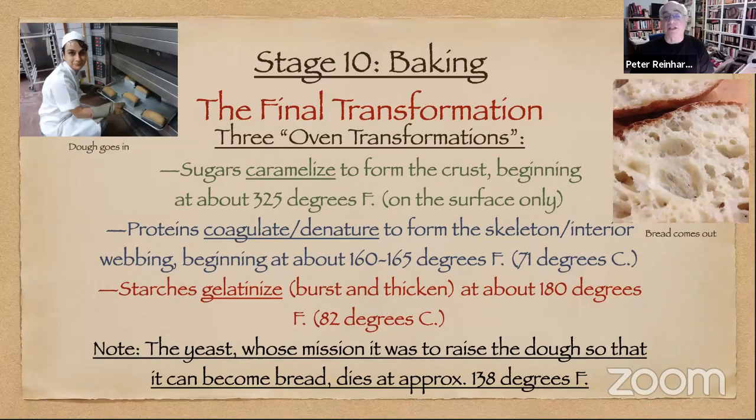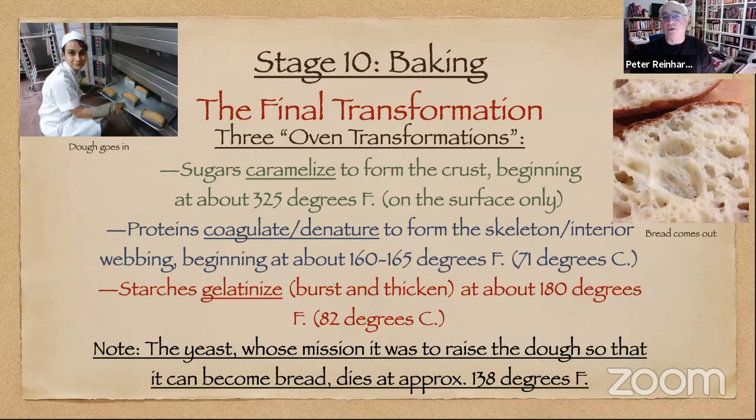And then as the loaf continues to cook at about 180 degrees, the starches, and again, remember, bread is mostly starch because wheat is about 70 to 80% starch, gelatinize, which means they absorb as much water as they can until they can't handle anymore, and they explode, they burst, and they thicken everything around them.